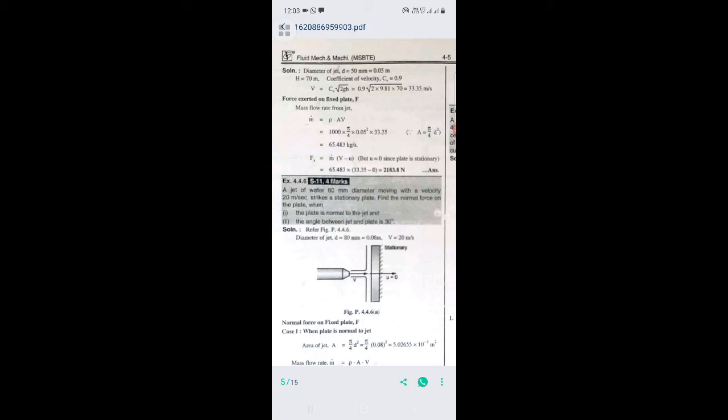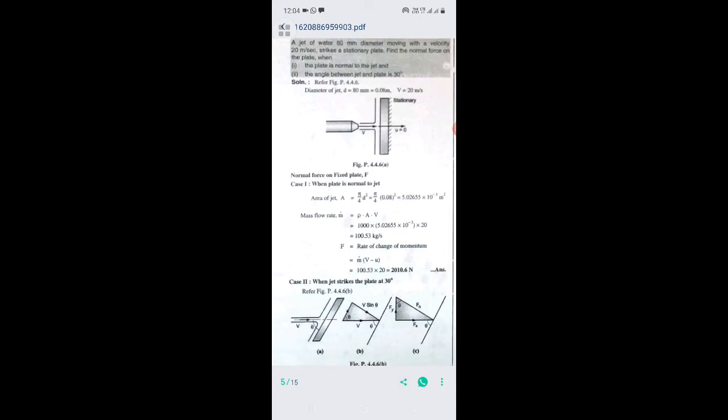Next, a jet of water 80 mm in diameter moving with a velocity of 20 meter per second strikes a stationary plate. Find the normal force on the plate when the plate is normal to the jet and when the angle of contact is inclined. So this is case 2. First is the case normal to the jet. The diameter 80 mm is converted into meters, and the velocity is given. Area is pi by 4 d square. The mass flow rate is rho a v. With that formula, rho a v square, 2010.6 Newton is the required answer.